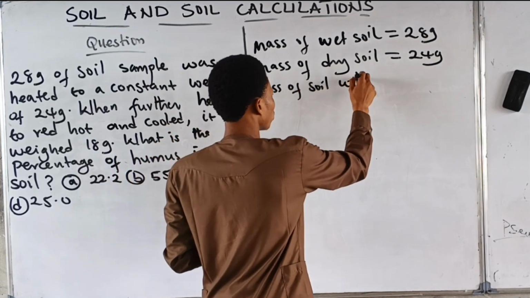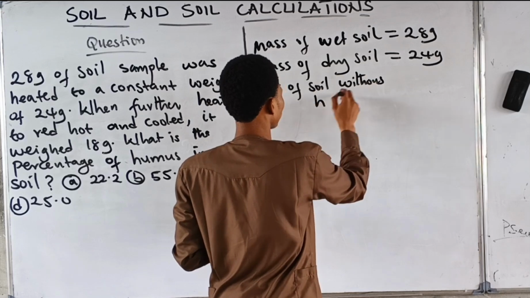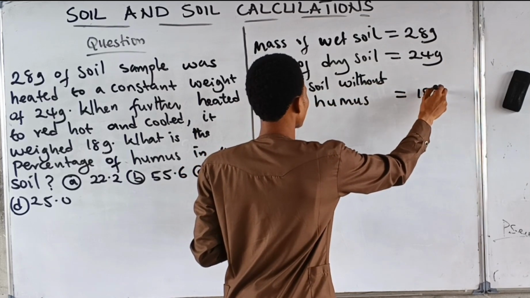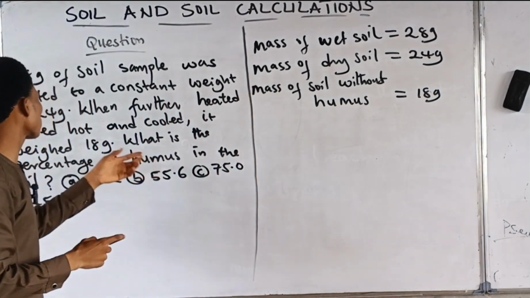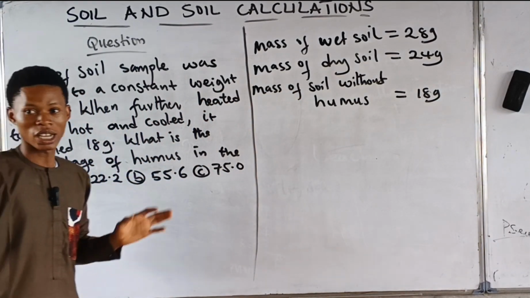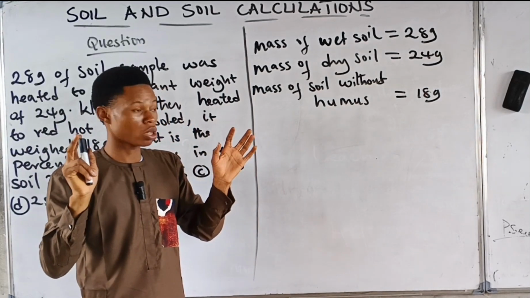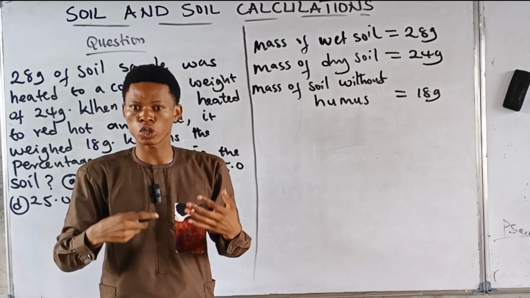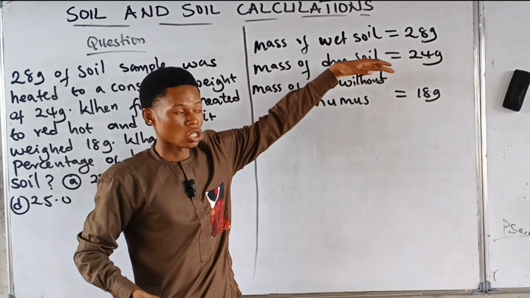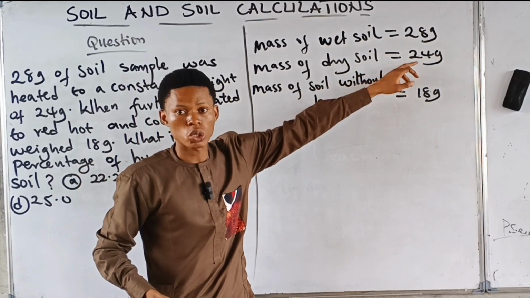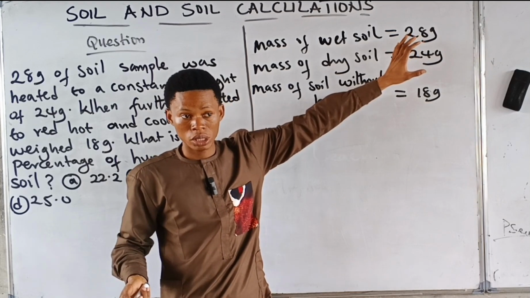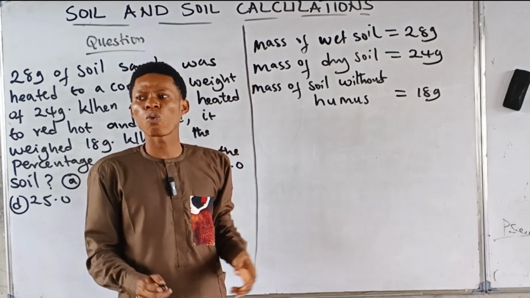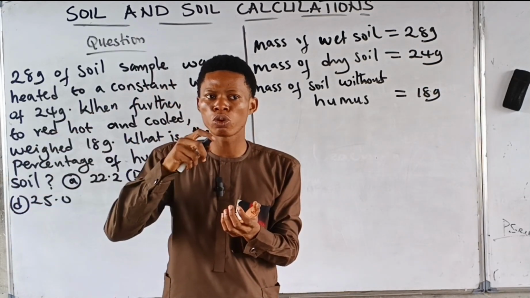without humus is equal to what? 18 grams, right? Now they say, what is the percentage of humus in the soil? Now pay attention. I want to do the magic now. The weight of the total soil, water plus humus plus everything, is 28 grams, right? You remove water, you now have this. So this is dry soil and humus. Now you further heated it and we now have what? 18 grams, right? Now, they are asking us the percentage of humus in the soil.